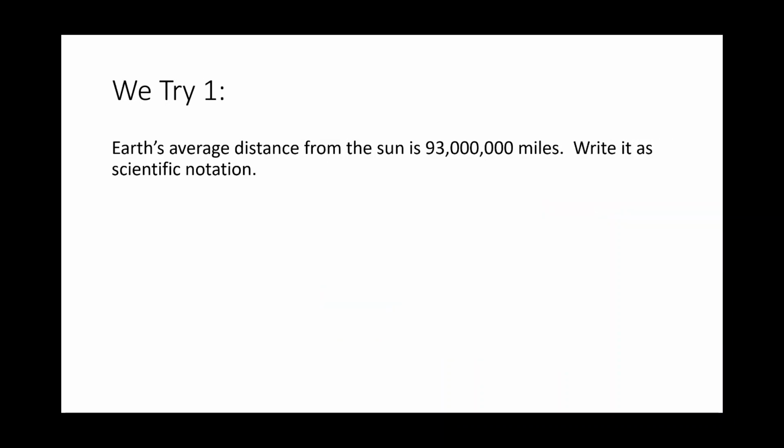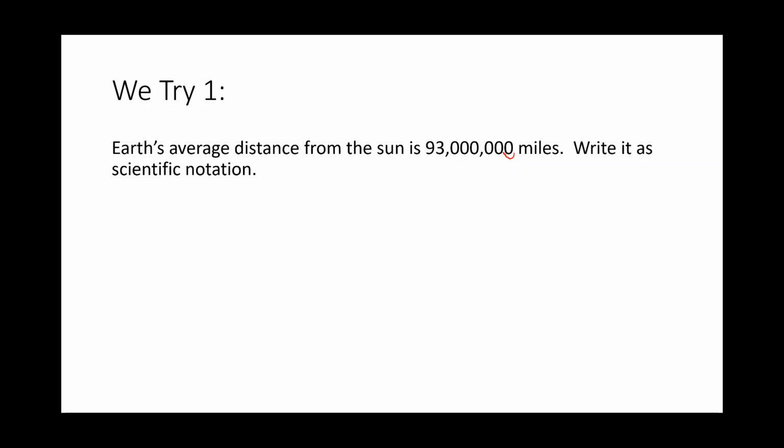So let's try this one together. We have Earth's average distance from the sun is 93 million miles. Let's write it as scientific notation. So what I'm going to do is take the decimal here, and I'm going to keep moving the decimal until I reach a number that's less than 10 and greater than 1.